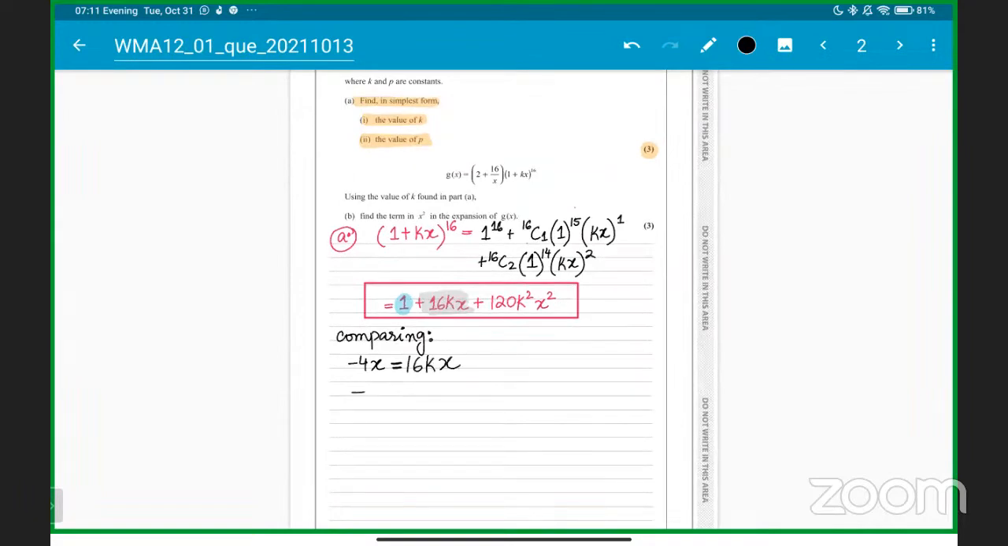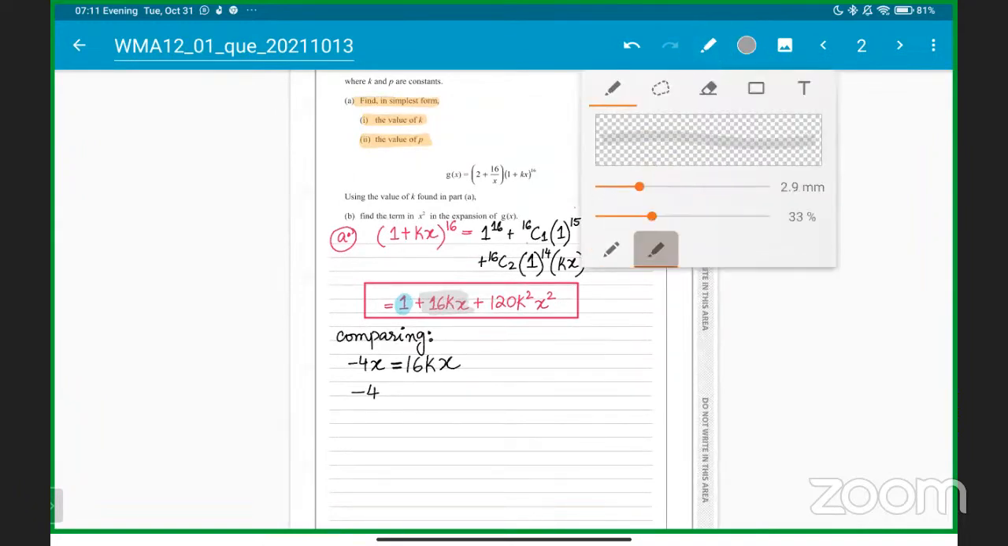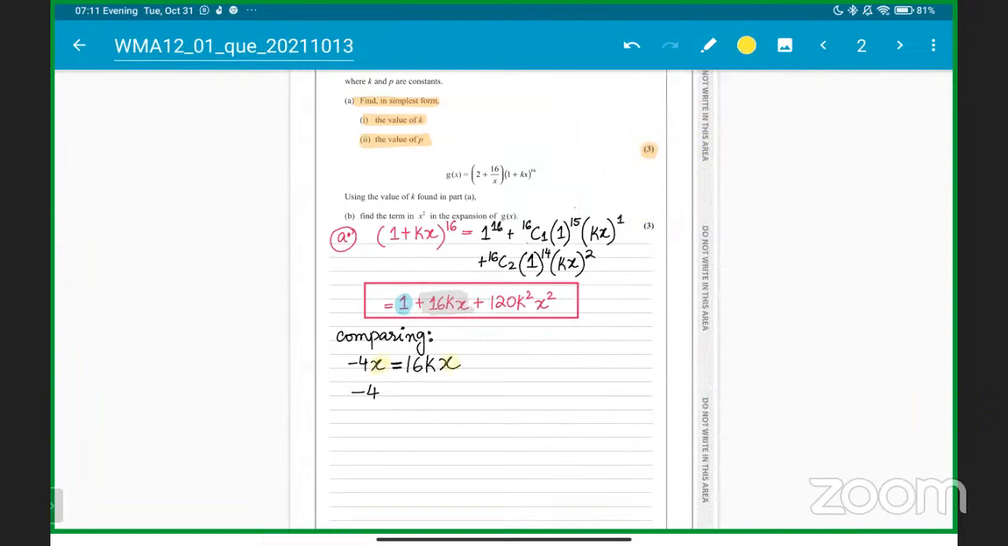16kx. So here you go, x and x cancel out, sir, because we are comparing the x power 1 with the x power 1. So it will be minus 4 divided by 16 is equal to k. So k is equal to minus 1 over 4. Okay, so the k value comes out as minus 1 over 4, and that's our answer. Understood?